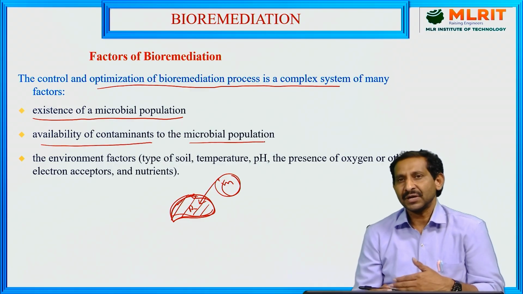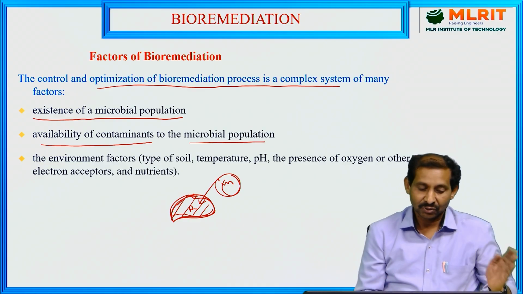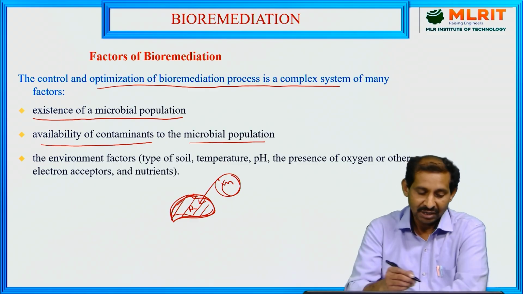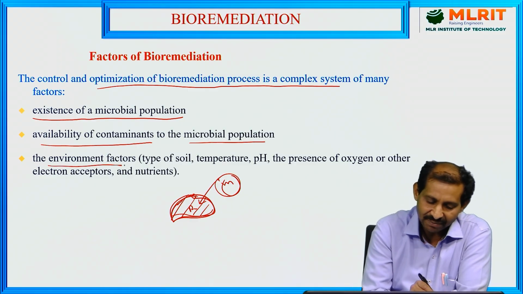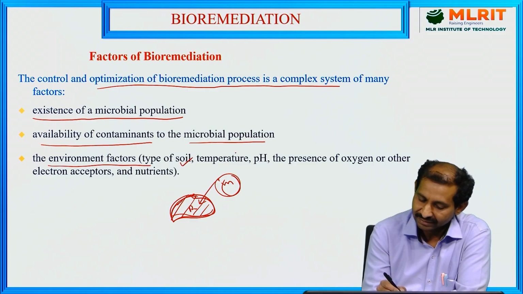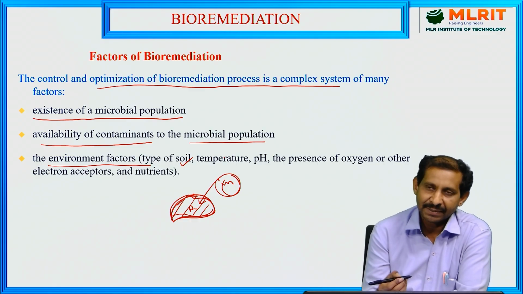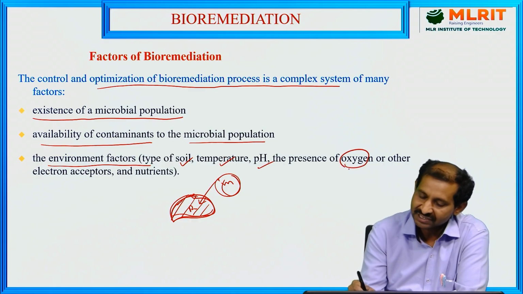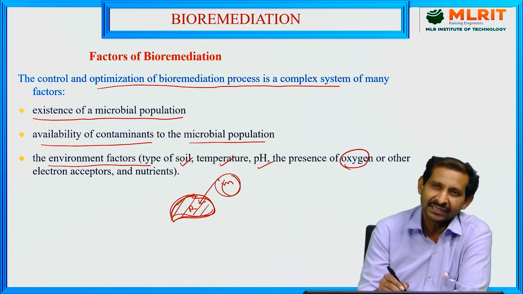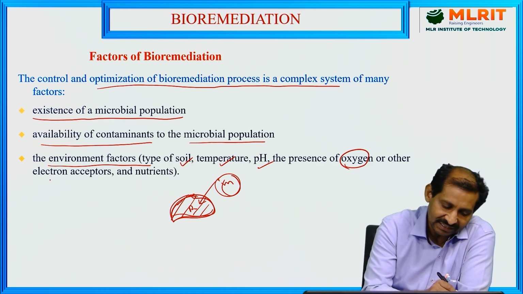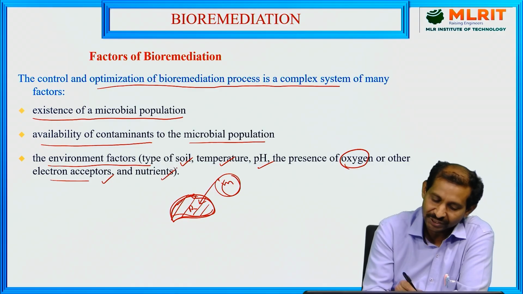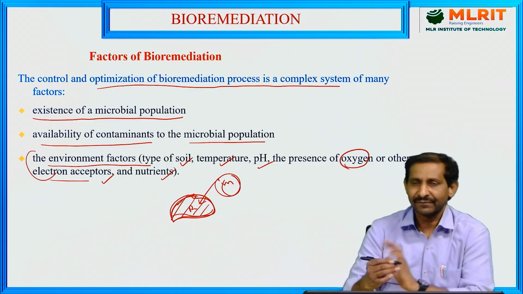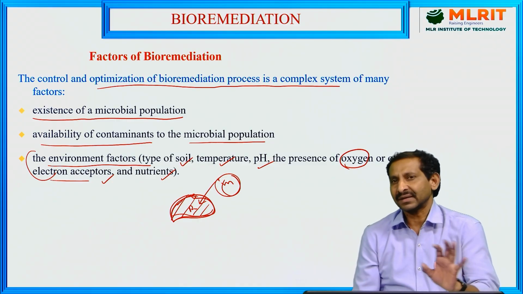When the population of the microbes increases, the availability of contaminants will be there, and only then will they be removed. Third, some environmental factors like the type of soil. There are different types of soils. Soil temperature, pH, and the presence of oxygen in that soil, area, or place are all factors that act as electron acceptors and nutrients for the growth of the microbes. These factors influence the bioremediation in that place or area.